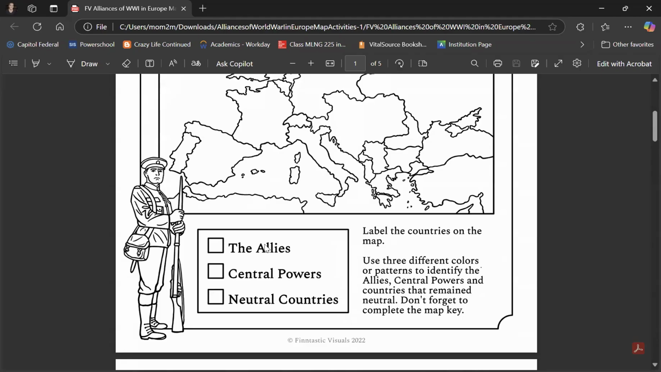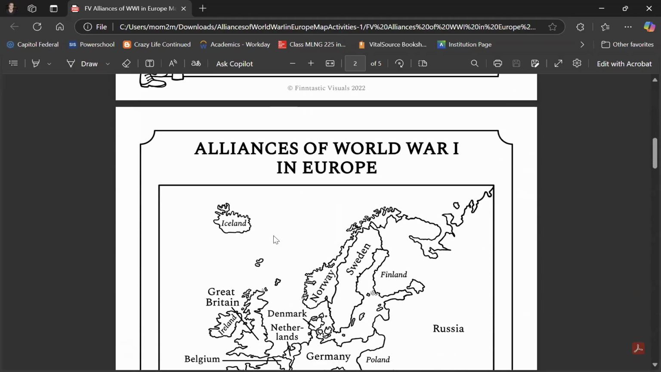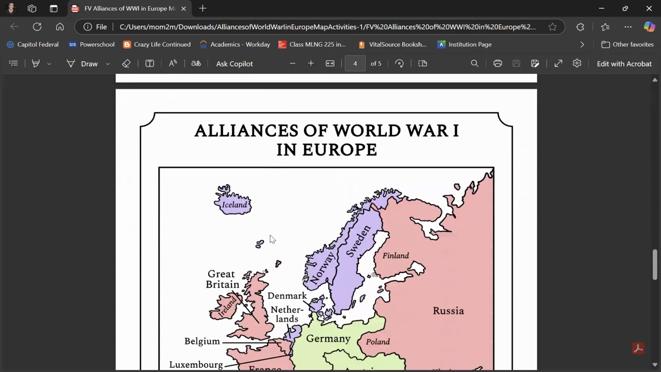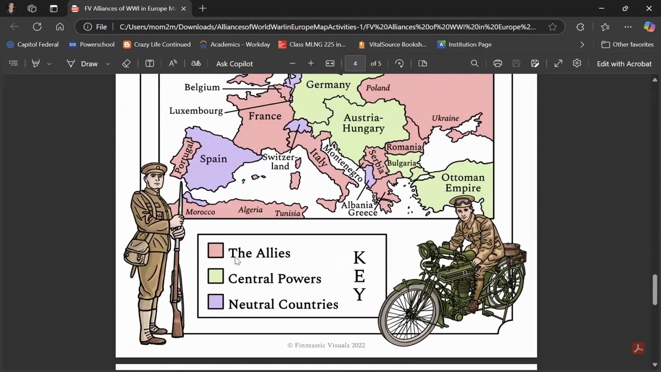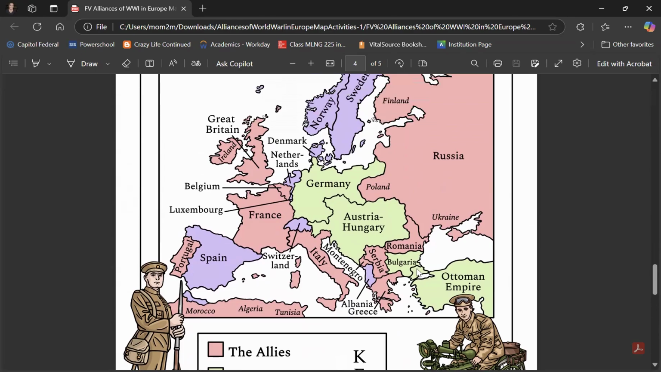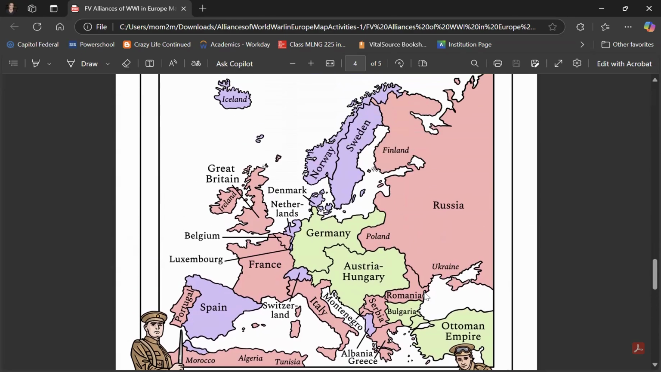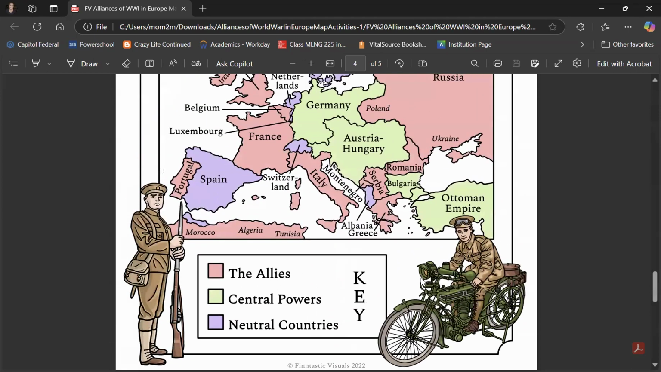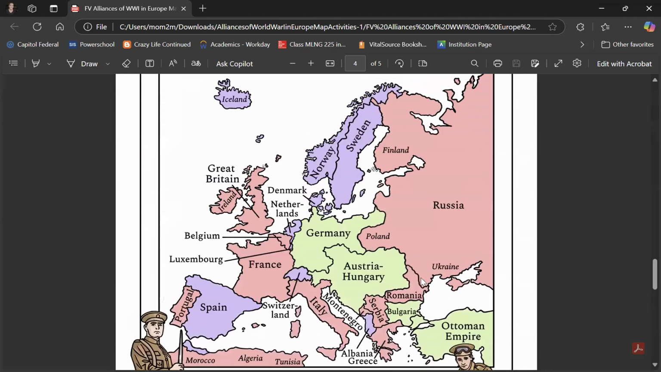So here's the map key. So what all does that mean? Okay, let's talk about it. In my example, the allies are the red color. The Central Powers are the green. There's not a lot of Central Powers, are there? And then the neutral countries are there in purple. You are all going to get to color one of those worksheets.